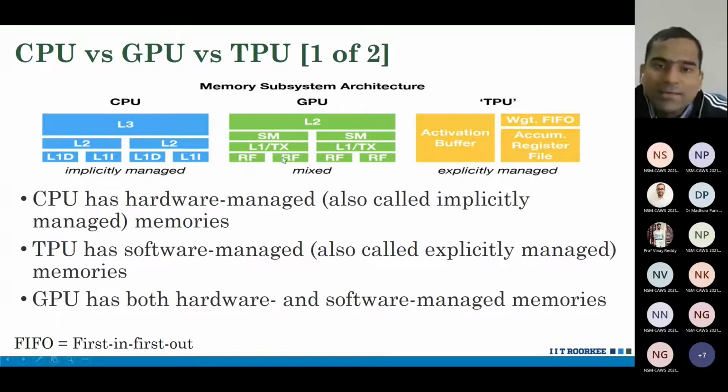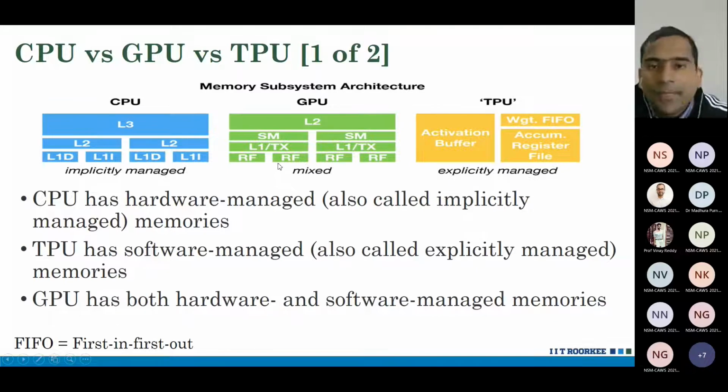And GPU has a mix. In GPU, shared memory is user managed or explicitly managed, or also called software managed. And there is L1 cache and L2 cache, which is hardware managed. And of course, GPUs have a big RF. GPUs have inverted cache hierarchy where RF is much bigger than the L2 cache.